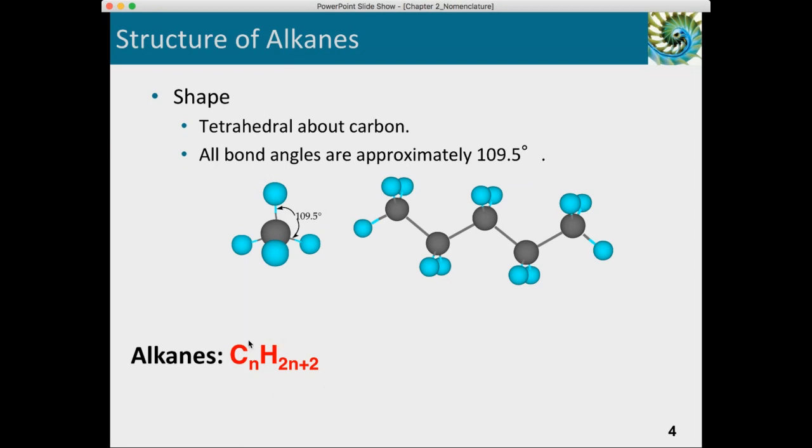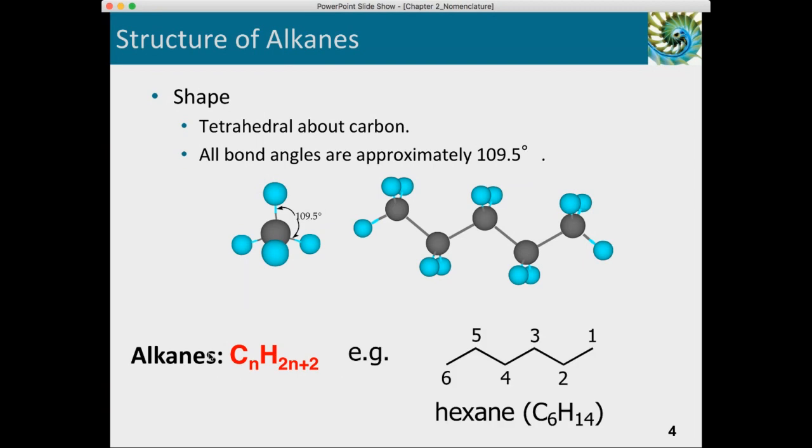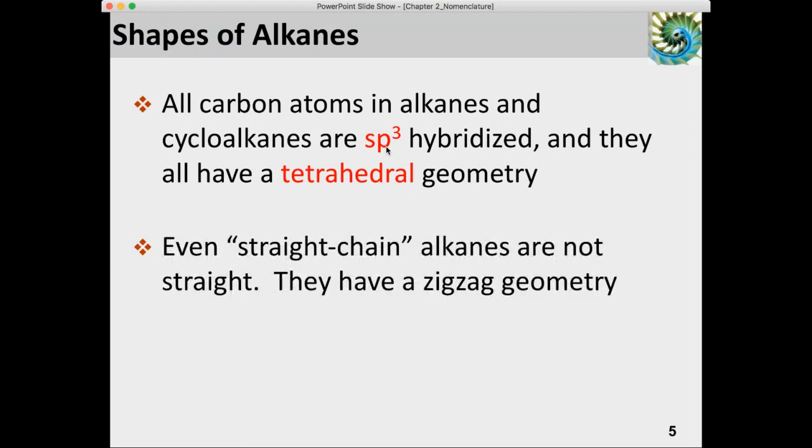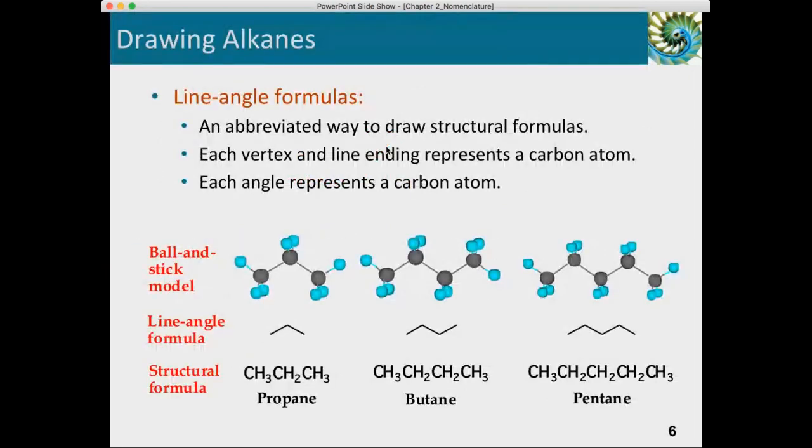And lastly, because of the saturation, their general formula is CnH2n+2. So all alkanes will respond to this molecular formula. For example, we have here hexane, 6 carbon atoms, and it's 6 times 2, 12, plus 2, 14. So the molecular formula for hexane is C6H14. So as I just said, because in alkanes, and in cycloalkanes as well, every single carbon is sp3 hybridized, they all have tetrahedral geometry, and obviously they have multiple conformations.